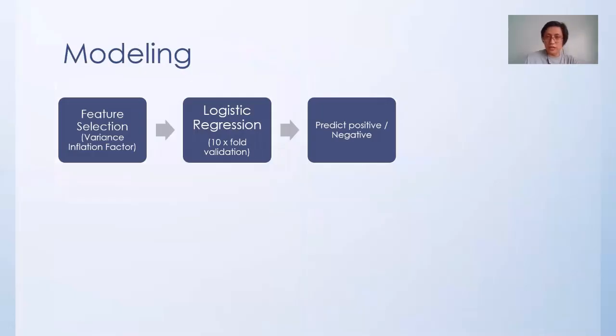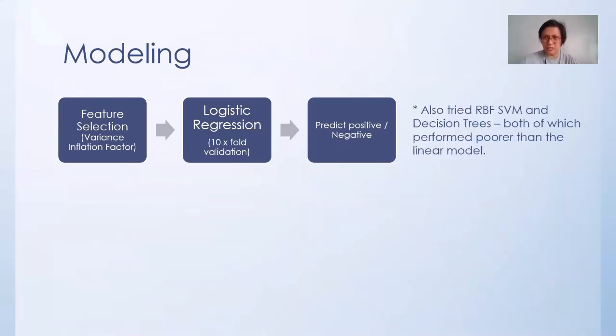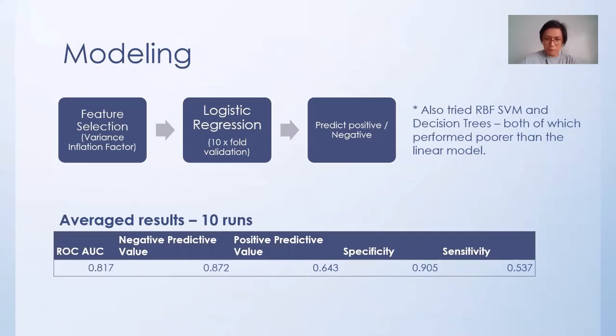First, we do feature selection using variance inflation factor. Then we do logistic regression with 10-fold cross-validation, and then we're predicting positive versus negative so that we can know the associations between those variables and our SARS-CoV-2 positive patients. I also tried other models like RBF-SVM, but they performed poorer than the linear model, so we just proceeded with this one.